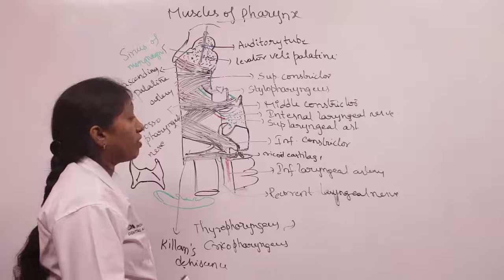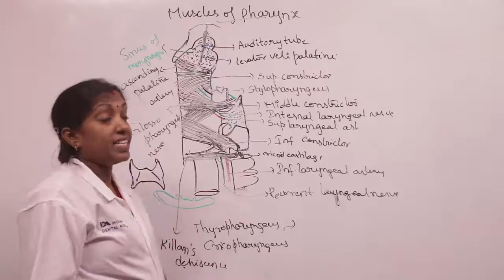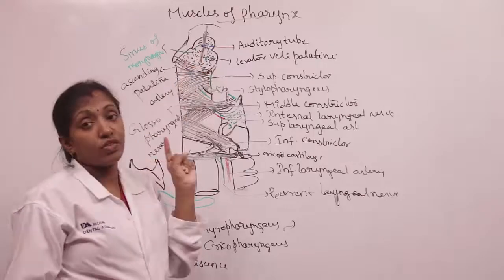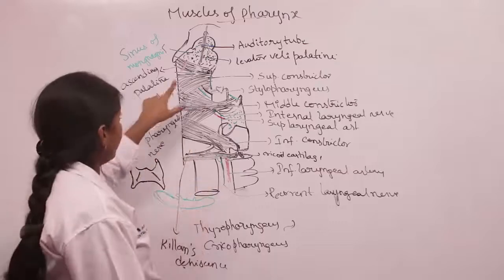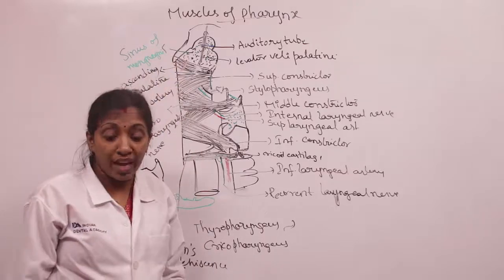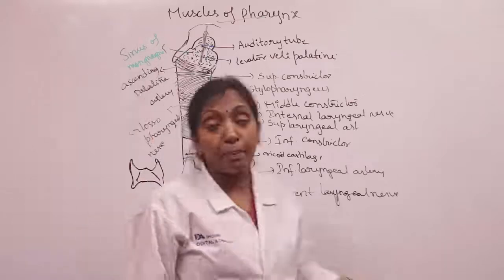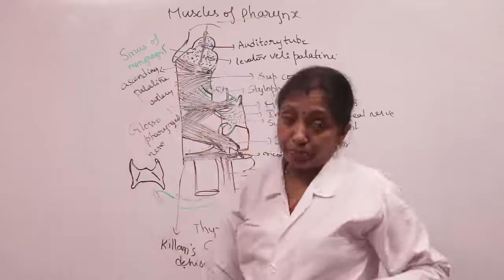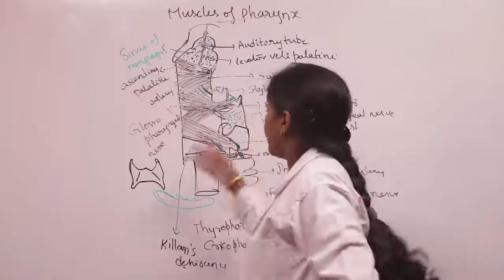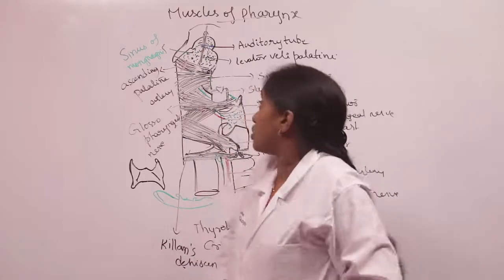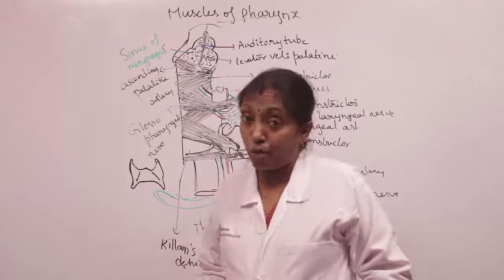So the sinus of Morgagni gives passage to 4 structures. One is the levator veli palatini muscle, next is the auditory tube, and also the ascending pharyngeal artery, which is the first branch of the external carotid artery, and also the ascending palatine artery, which is a branch of the facial artery. These 4 structures pass through the sinus of Morgagni.